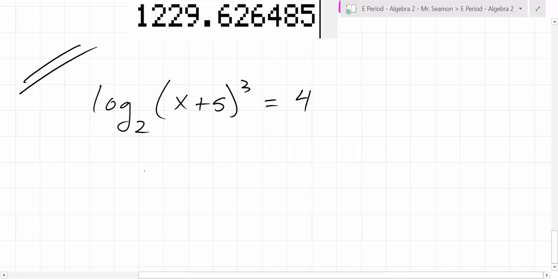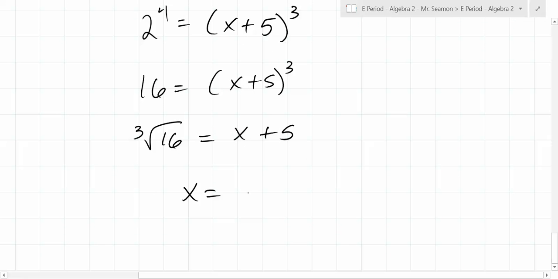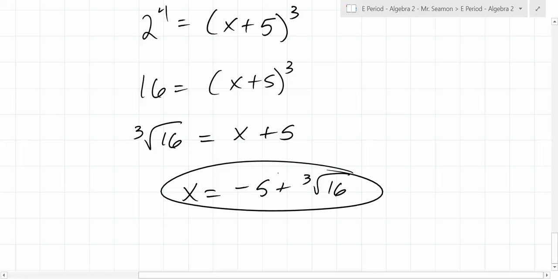Okay. 2 to the 4th equals x plus 5 to the 3rd. What are you solving for? x? Okay. What's 2 to the 4th? 16. So we have 16 is equal to x plus 5 to the 3rd power. How do you get rid of a cube? Cube root. So now we know that the cube root of 16 is equal to what? So if we want to isolate x, what is x going to be? Cube root of 16 minus 5. Yeah, so you can say negative 5 plus the cube root of 16. You're done. That's it.